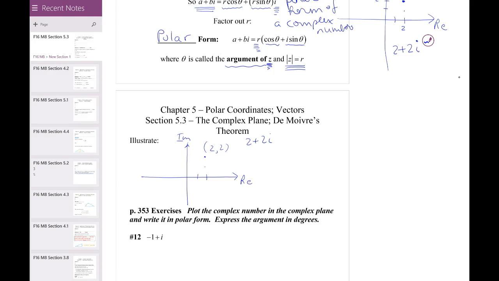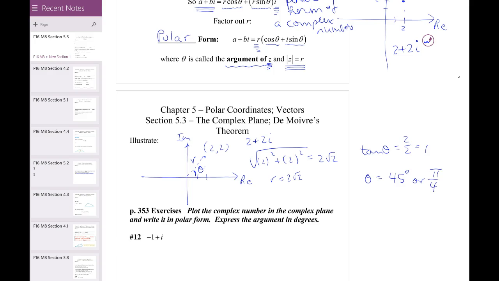So we can figure out the magnitude or the distance from the center, which is going to be the r. So it's going to be 2 squared plus 2 squared, the square root of that. So that's going to be 2 root 2. So r equals 2 root 2. Then to find this theta, it's the same theta that we already learned about in polar coordinates. So you can see that the tangent of theta is going to be 2 over 2 or 1. So theta must be 45 degrees or pi over 4.